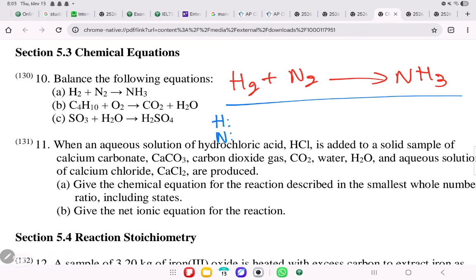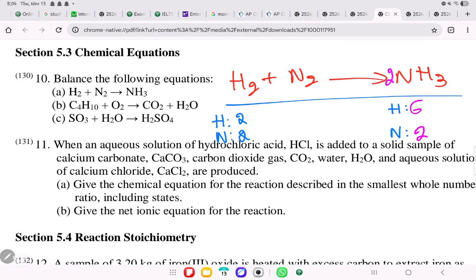How many hydrogen do I have? I have 2. How many nitrogen do I have? I have 2. Here, my hydrogen, my nitrogen. I have 3 hydrogen, 1 nitrogen. What happens if I put a 2 over here? It becomes 2 nitrogen and 6 hydrogen.